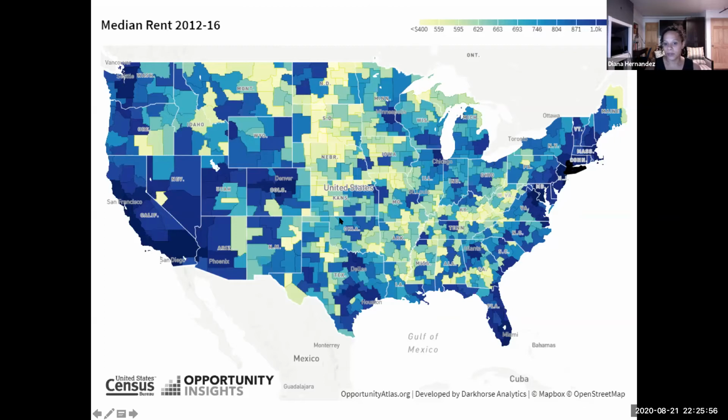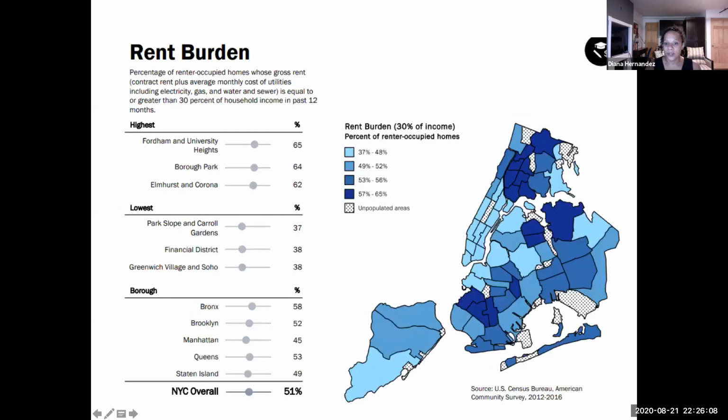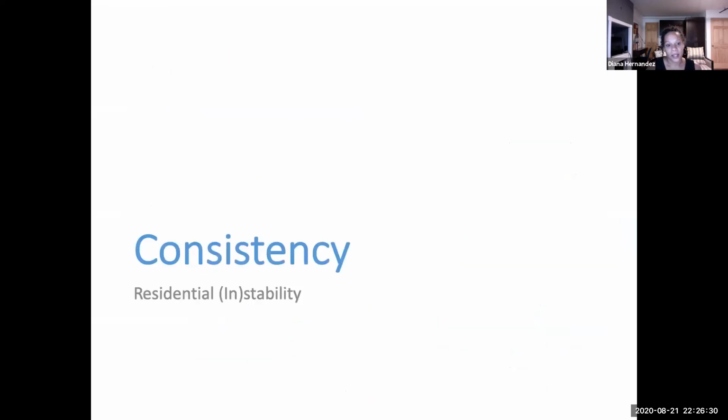In the middle of the United States, people can spend as little as $400 on average on rent, but that increases significantly depending on where you are. Here in New York City, again, another bleak picture around rent burden, and the same populations are impacted by a high rent expenditure to income ratio here in the Bronx and other high poverty areas.